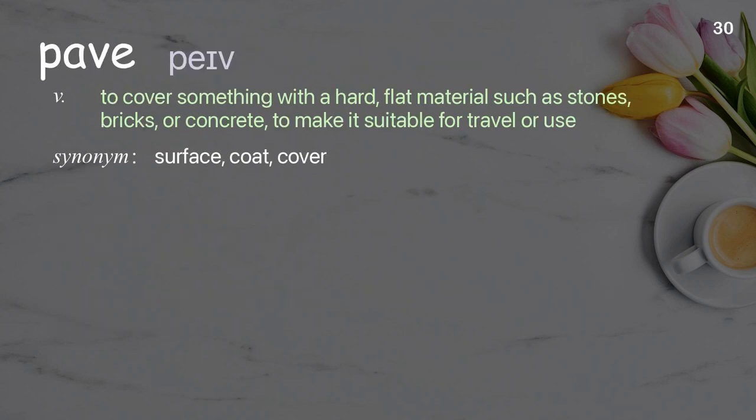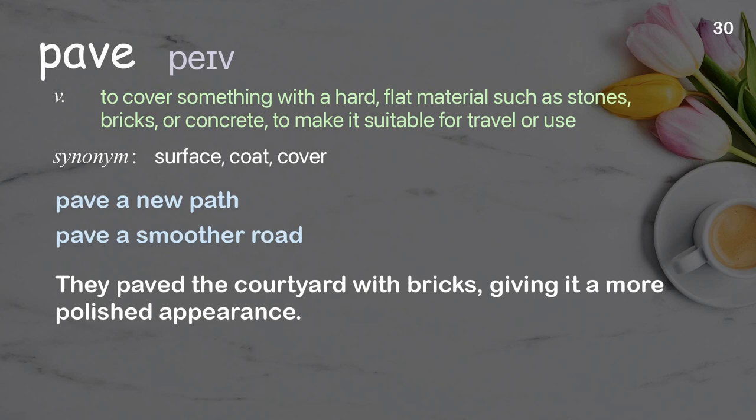Pave: to cover something with a hard, flat material, such as stones, bricks, or concrete, to make it suitable for travel or use. Examples: pave a new path, pave a smoother road. They paved the courtyard with bricks, giving it a more polished appearance.